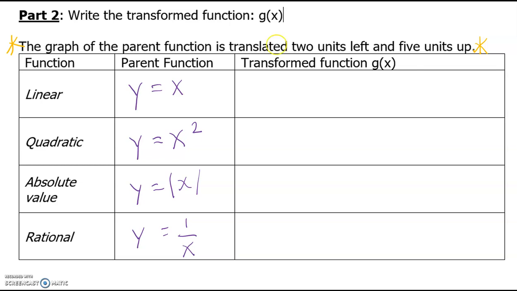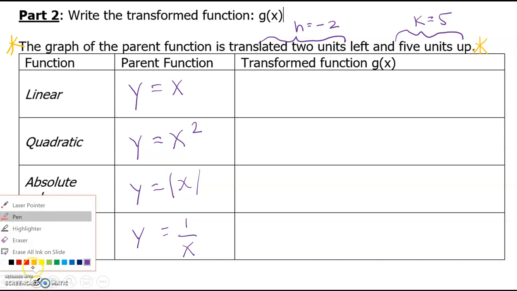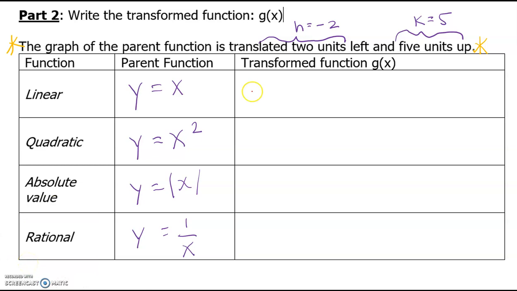So if I'm translating 2 units to the left, that is going to be adjusting our h value, and we know our h value would be -2. And then we have our k value, which would be 5. That's a vertical one. So when I go ahead and write g of x, I'm going to have g of x is equal to x minus a -2 on the inside and a +5 on the outside.